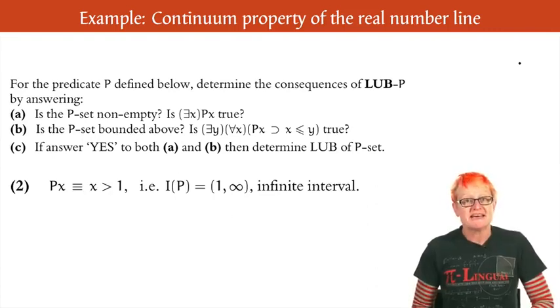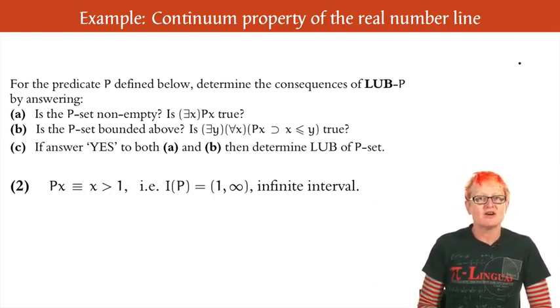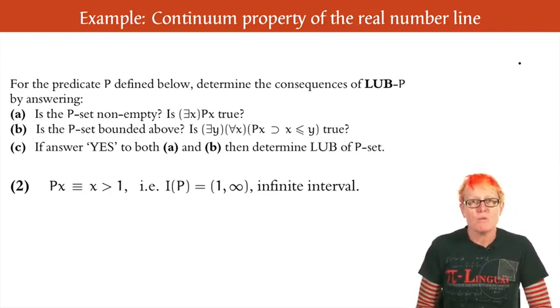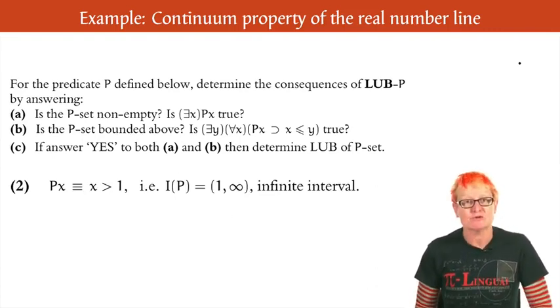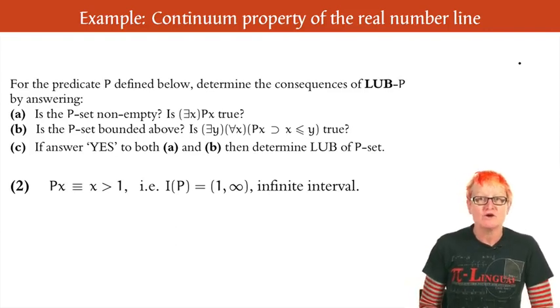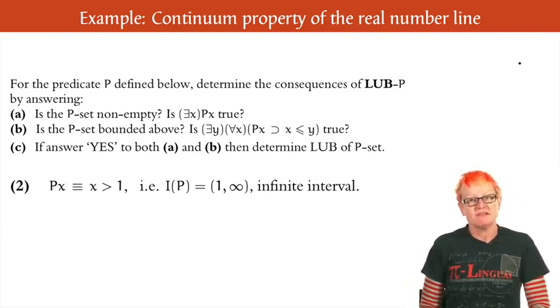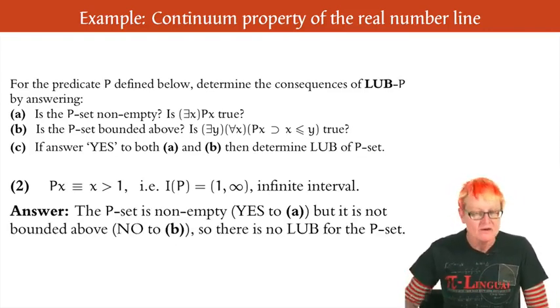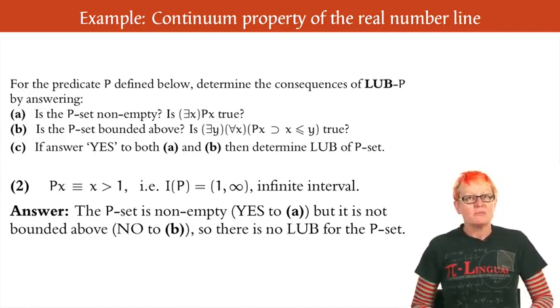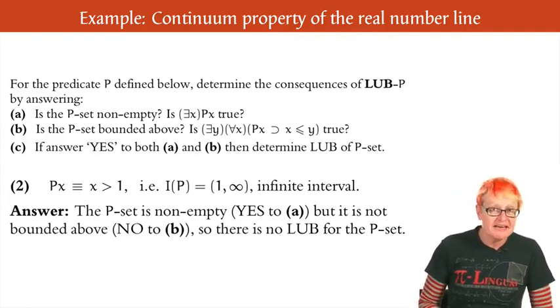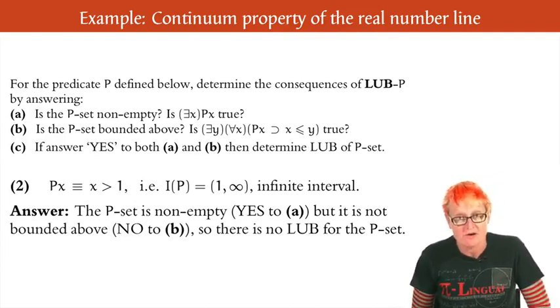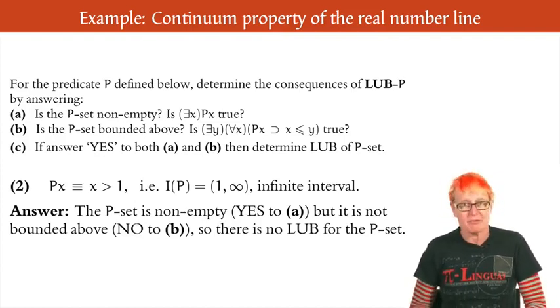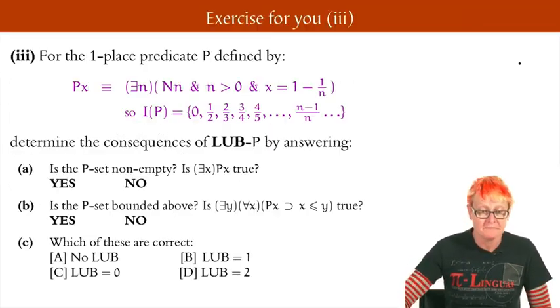Another example: P set such that Px holds if and only if x is greater than 1. So the P set is the infinite interval from but not including 1 up toward infinity. For this example, A, the P set is non-empty, but B, it does not have an upper bound because it increases without bound. So there is no least upper bound for this one.